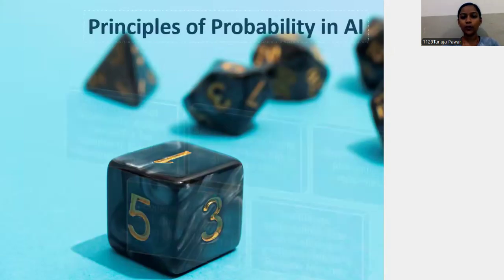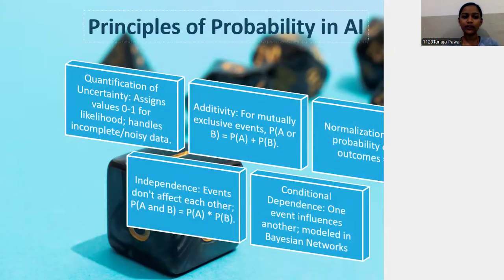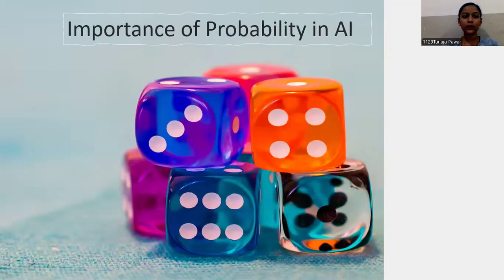Then the principles of probability in AI. Quantification of uncertainty: it assigns values between 0 and 1 for likelihood. It handles incomplete or noisy data. Additivity for mutually exclusive events. Normalization: probability gives the outcomes. Then independence: events don't affect each other. And conditional dependency is present in probability, where one event influences another, modeled in Bayesian networks.